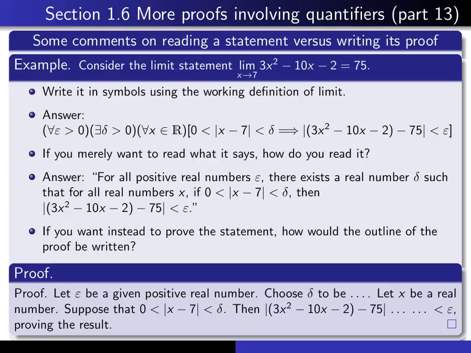And what am I supposed to do with those 3 objects? I'm supposed to assume that the x that was just given to me and the delta that I chose in the second step are related by this. Now I get to assume that this is the case. And I have to prove that this actually happens.